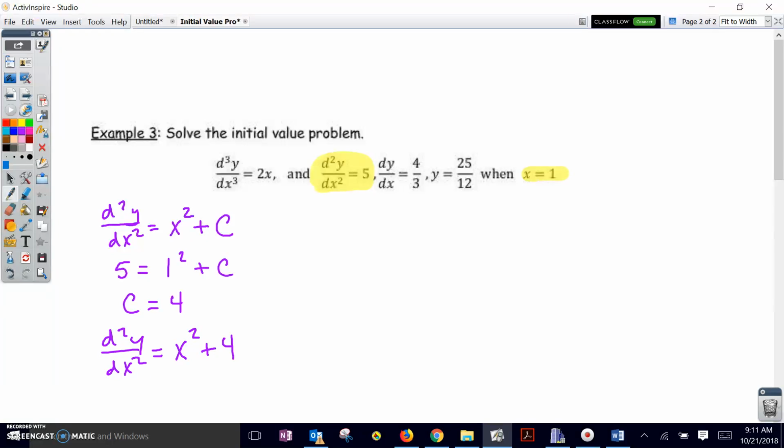Then I find the antiderivative of that. The antiderivative of d squared y dx squared is dy dx. It's going to be 1/3 x to the third plus 4x plus a constant. And now we're going to use this portion of our initial condition. The derivative is 4/3 when x is 1.